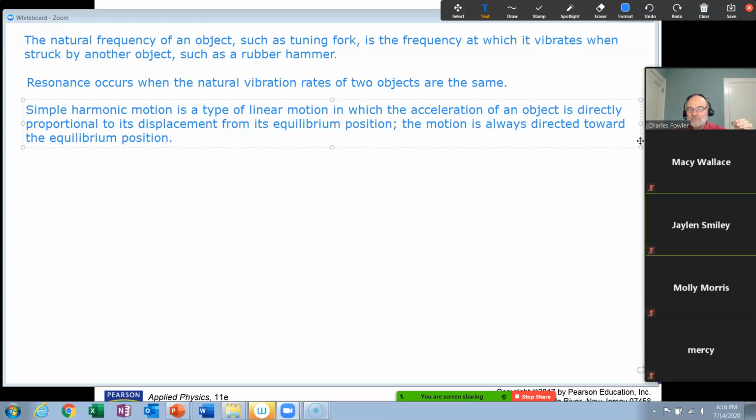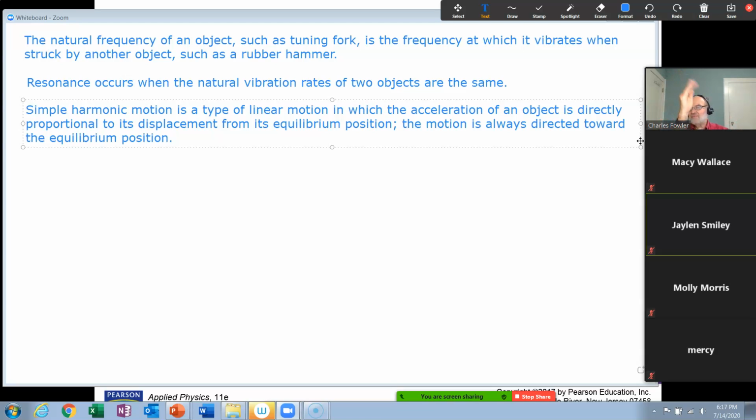Simple harmonic motion is a type of linear motion in which the acceleration of an object is directly proportional to its displacement from the equilibrium position, and the motion is always directed toward the equilibrium position. Now, I don't really like that last clause too much. It should be the acceleration is always directed toward the equilibrium position. Okay, now here's an example of it.